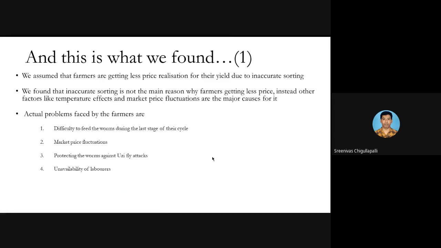So we assumed actually farmers are our customers, but it's not so. We found that it is not their pain point. So the actual problems faced by these sericulture farmers in the field are different.